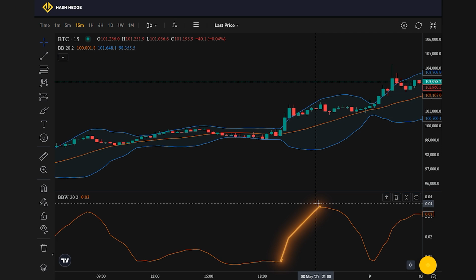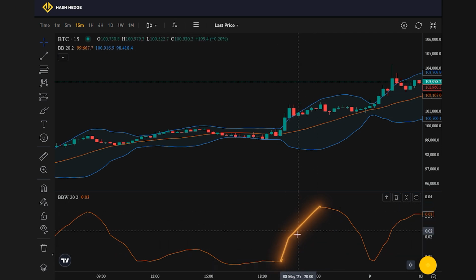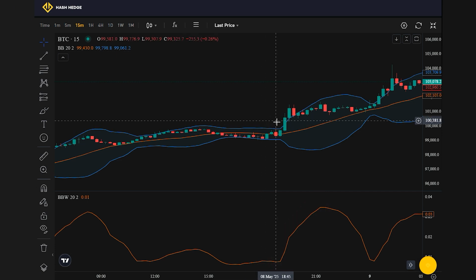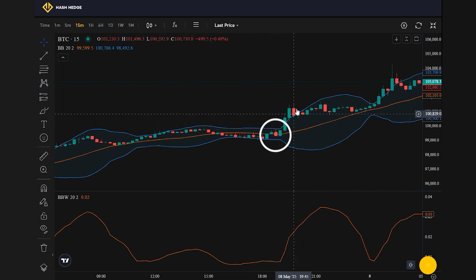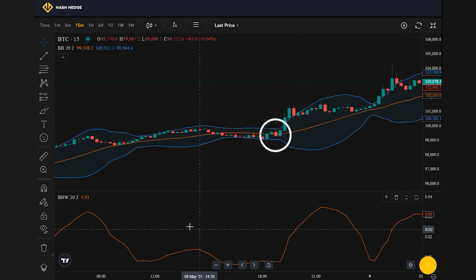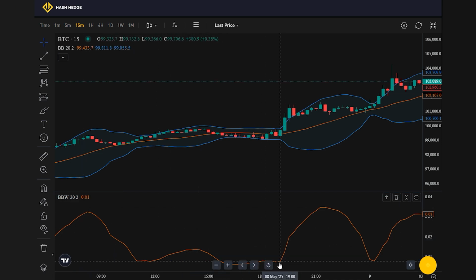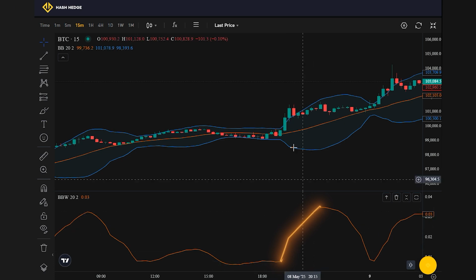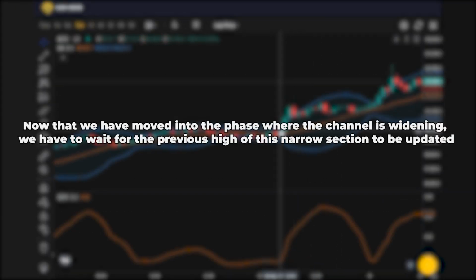That is, volatility has appeared on the market, volume has appeared on the market, and you can find the necessary moments just visually, as the channel expands. Or use an additional tool, and it shows the same thing, that the channel is starting to widen, the channel is getting wider. So now that we have moved into the phase where the channel is widening, we have to wait for the previous high of this narrow section to be updated.